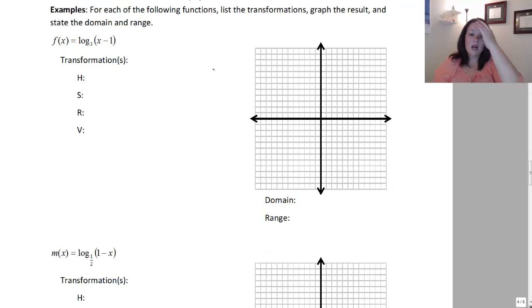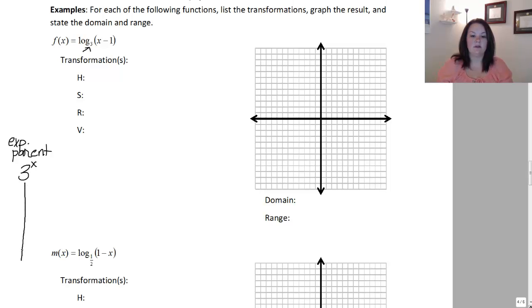Okay, so before I even get started, before I even look for any transformations, what I want to look for is what is my parent function. So I look at the little base here, which is a 3. I have log base 3. So in order to graph log base 3, I'm going to look at it in its exponential form, meaning I'm going to look at 3 to the x.